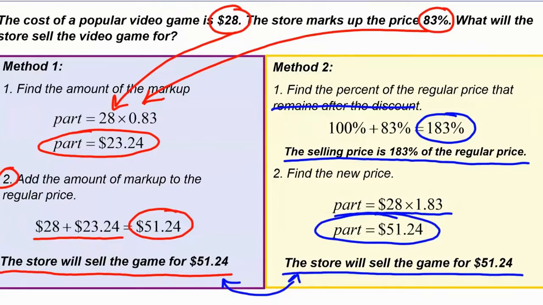So here we can see two methods for calculating discount and the same two methods for calculating markup, except one is a decrease in price and the other is an increase in price.